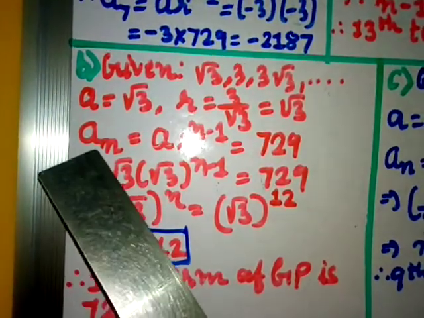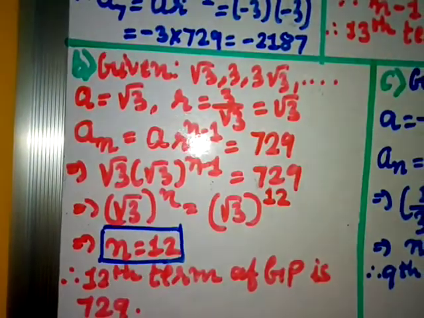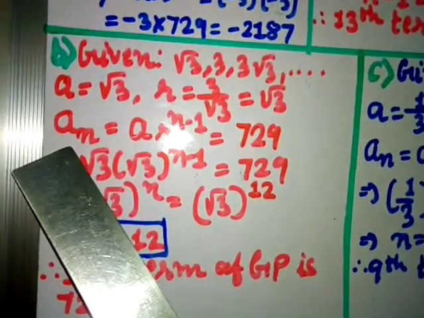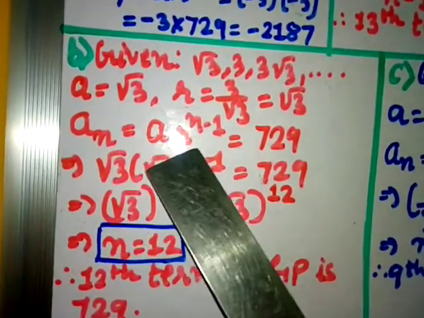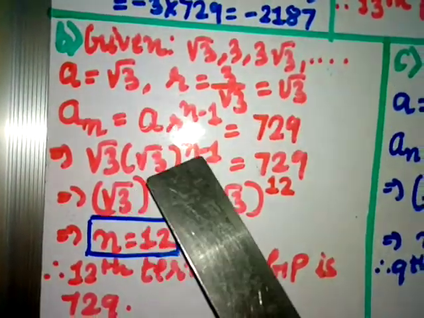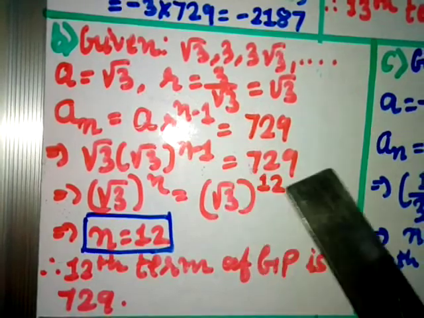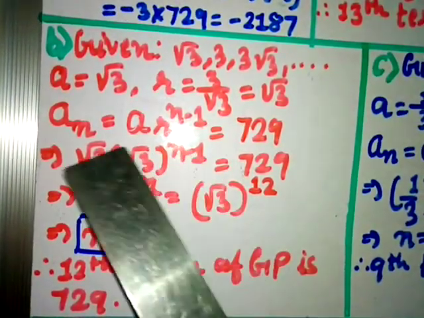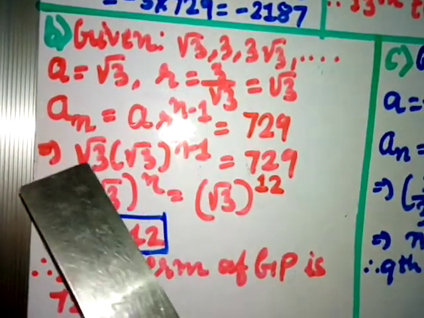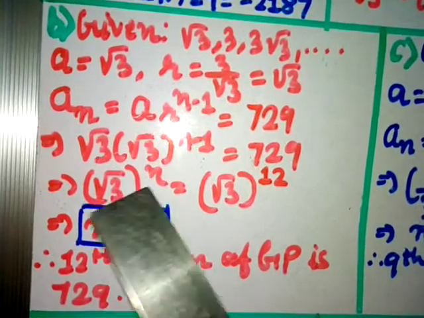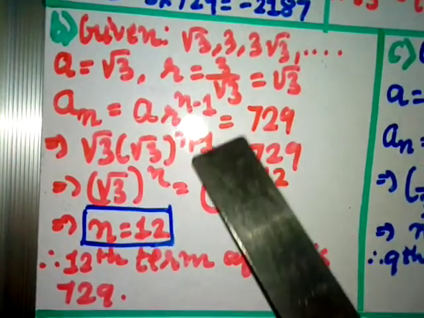And they have given us the term 729. This term you have to find out. So you write AN equal to 729, and AN value we know by formula it is A into R power n minus 1. So A value put root 3, R value also is root 3, power n minus 1 equal to 729. If you combine together, root 3 into root 3 power n minus 1, root 3 power 1, so here you get root 3 power n minus 1 plus 1, so you get total power n remains equal to this 729.